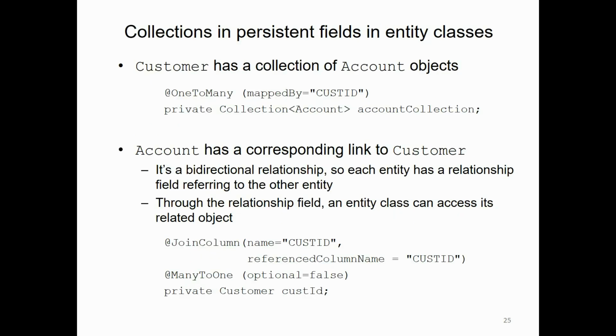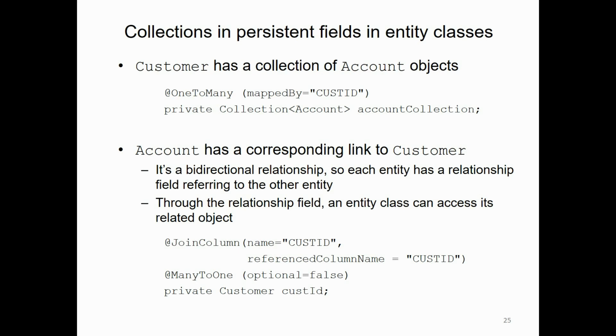In the customer class, which has a collection of many account objects, as well as having that declaration for the account collection, we find the annotation one-to-many and the column on which the join between those two is mapped.